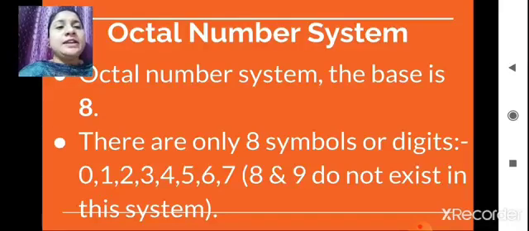In the octal number system, the base is 8. There are only 8 symbols or digits. How many symbols or digits are there? Only 8, from 0 to 7. That is 0, 1, 2, 3, 4, 5, 6 and 7. The digits 8 and 9 do not exist in the octal number system.